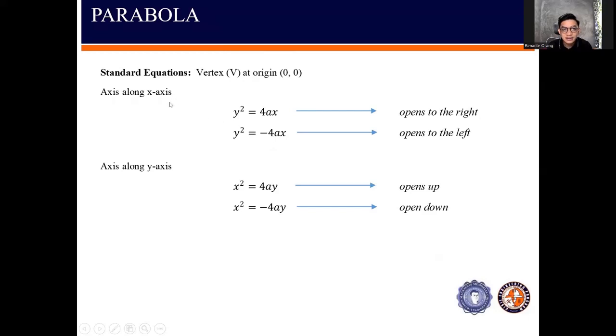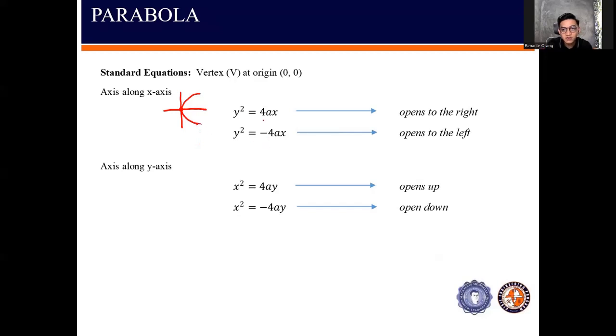So for our axis along x-axis, y squared is equivalent to 4ax. Opens to the right. So let us draw this one. Kumbaga, if we have our x-axis and our y-axis, the drawing of this one, y squared is equivalent to 4ax, opens to the right. Ibig sabihin, nasa gitna yung ating vertex and opens to the right.